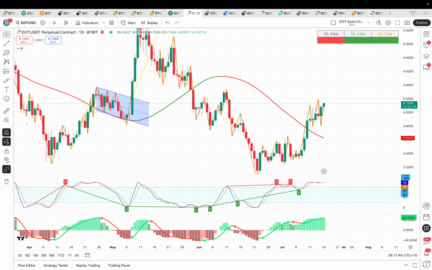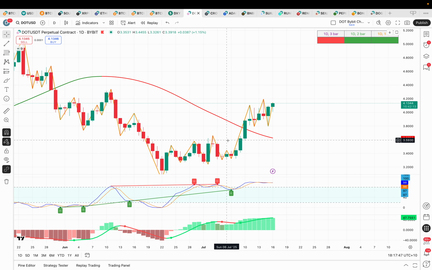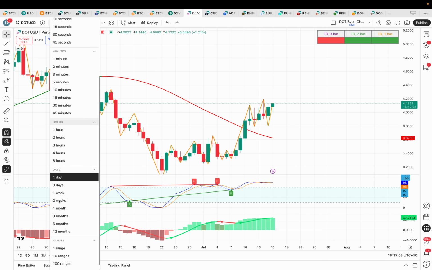Looking over at Polkadot, same story. We closed the daily candle above the 50-day TMA. We have made our way higher, and it looks like we are forming a double bottom on the daily chart.